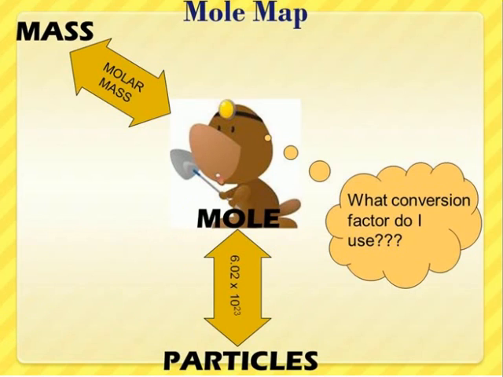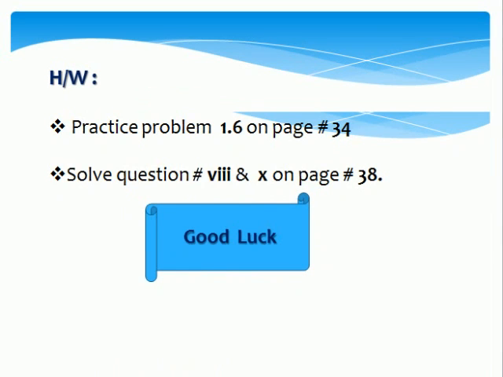Now let me give you homework. The homework is you will have to practice problem 1.6, which is given on page number 34 in your chemistry book. And the second homework is you will have to solve question number 8 and question number 10 given on page number 38 in your chemistry book.